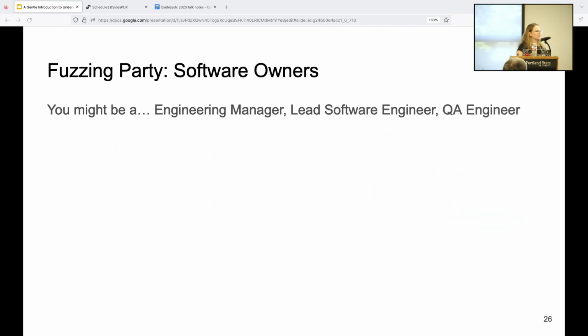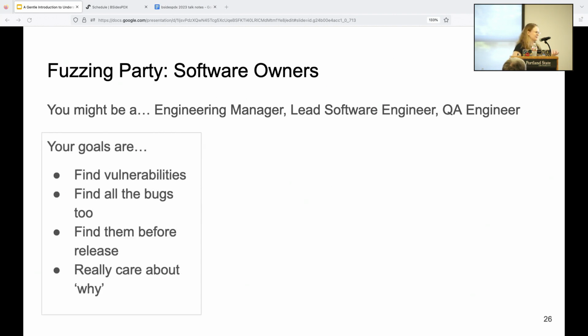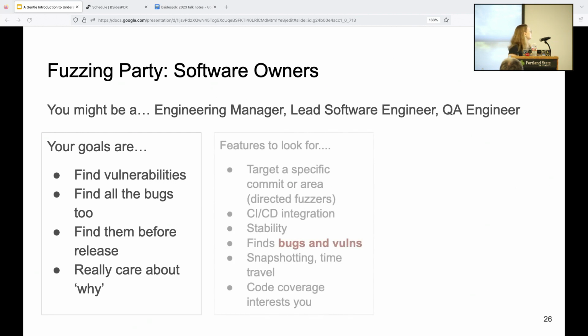So sort of the last group to pick up fuzzing in industry is the software owners. That's people like me, or was like me. I guess I'm retired now. You're looking for things that find vulnerabilities, but all the bugs are your problem too. So I care about crashes and hangs in a way that the offensive people do not. I need to find them before release, and I can't fix them until I know why. The why is a very big part of the equation from the software owner's perspective.